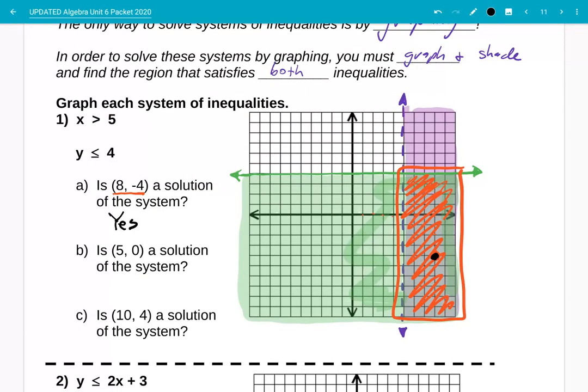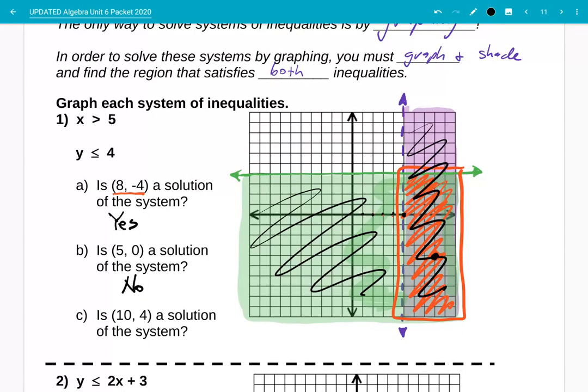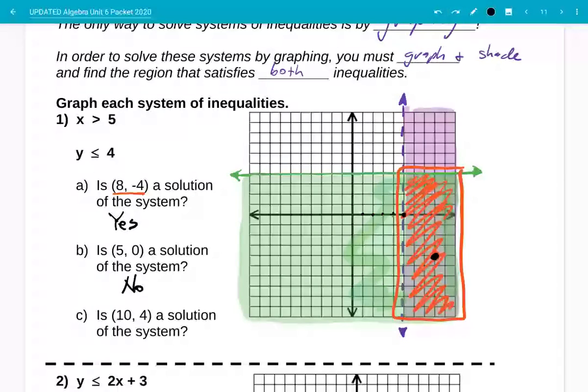Is (5, 0) a solution of the system? Let's see. 1, 2, 3, 4, 5. Well, that is on the dashed line. So no, it's not. That's on the dashed line, even though it's in this region. It's not fully in this region, so we're not going to count that. That's a no. How about (10, 4)? 1 through 10, all the way out here to the edge, then up 4. Ah, that's on this solid line. So yes, that is in the solution set.